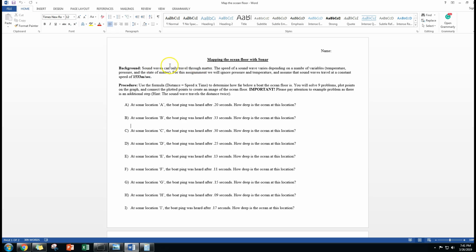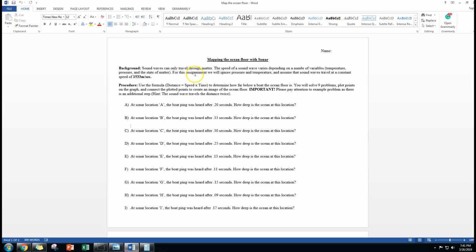Okay, let's read through the background together. So sound waves can only travel through matter. That's a fact. The speed of a sound wave varies depending on a number of variables, and I just talked about that a little bit. Those variables are temperature, pressure, and the state of the matter, whether it's a liquid, solid, or a gas.